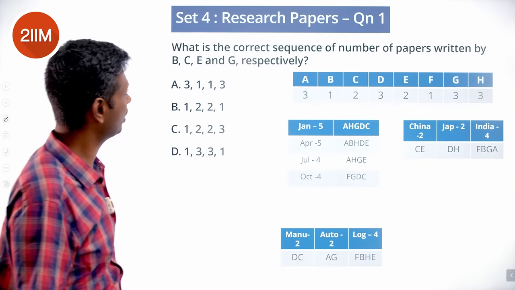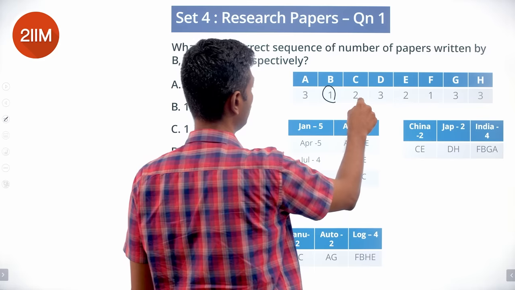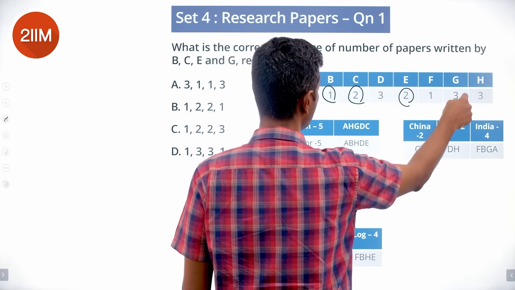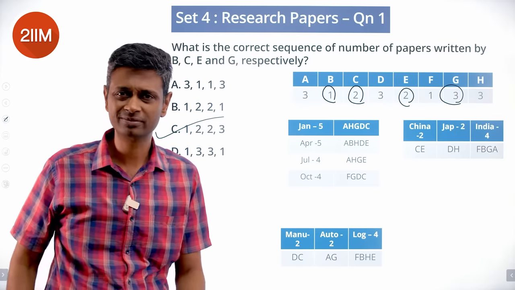What is the correct sequence of number of papers written by B, C, E, G? B is 1, C is 2, E is 2, G is 3. So 1, 2, 2, 3. Done.